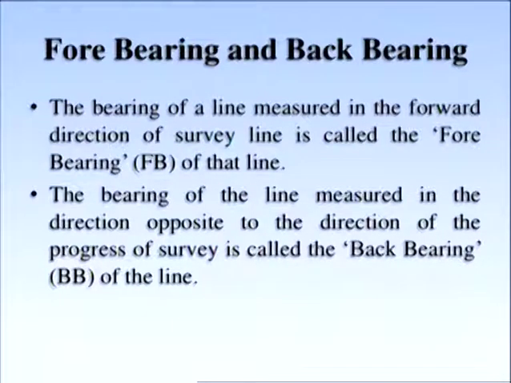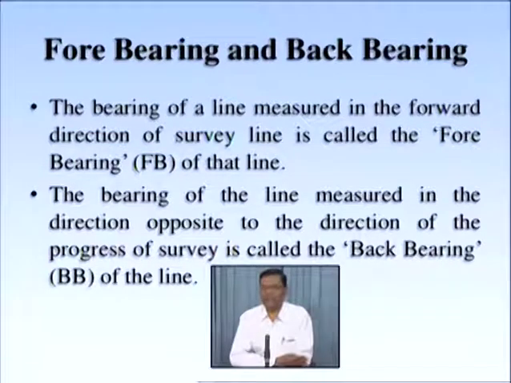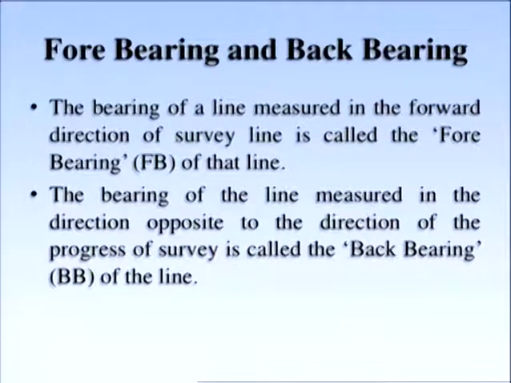Generally, we carry out the survey by traverse. That means we create the traverse by lines A, B, C, D, like that. Suppose our direction of progress of survey is A to B. If we put the instrument over A and take the reading over B, then whatever reading we get is known as the fore bearing. So in the direction of the progress of survey, if we take the reading, that is known as the fore bearing.